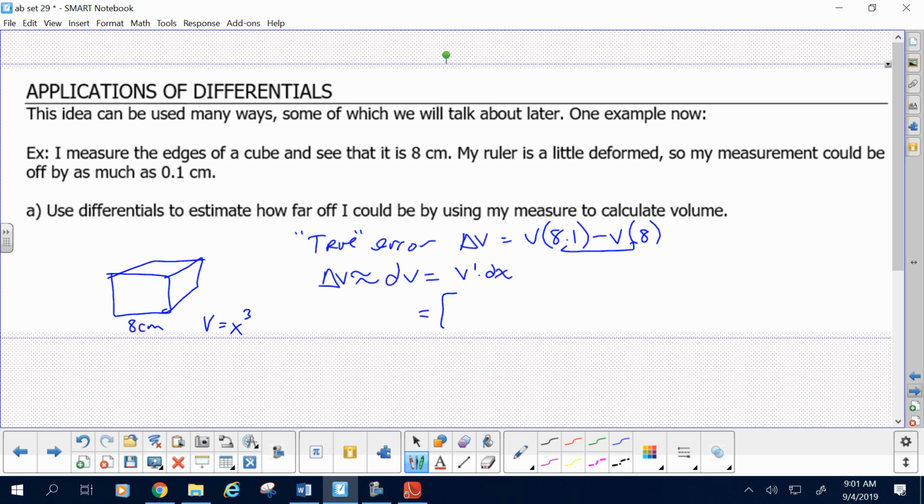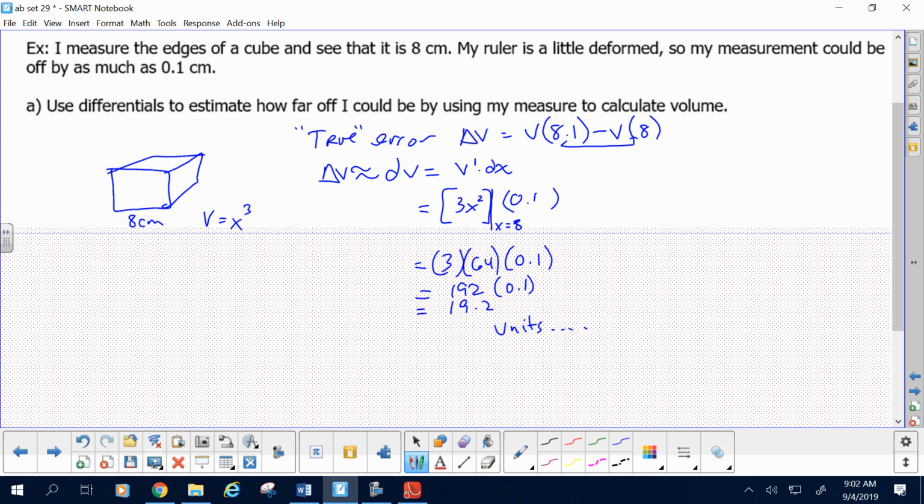What's v prime? 3x squared. It's pretty common that right here you're going to write an evaluation bar. In other words, you're going to say, I'm not just finding the derivative. I'm going to find the derivative at some point. At what point? At 8. Okay, again, it's at the starting point. And then the dx. How much am I changing x by? 0.1. All right. When I multiply then, I get 3 times 64 times 0.1. No, you don't need a calculator. What is 64 times 3? What's 60 times 3? 4 times 3? And what's 180 plus 12? And what's 192 times a 10? 19.2.